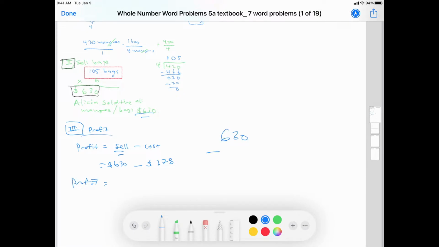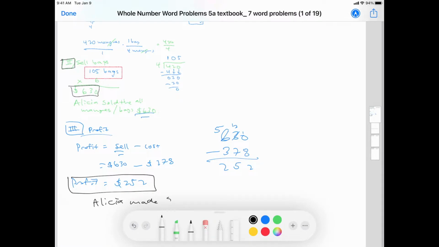630 minus 370. Borrow 1, put it here. 10 minus 0 is 10. Borrow 1 from here. That means that's a 12. 12 minus 7 is 5. And then 5 minus 3 is 2. So our profit is $252. Alicia made $252. Pretty good, pretty good.